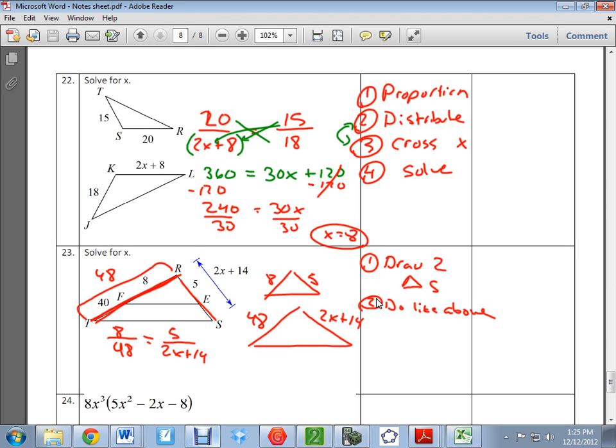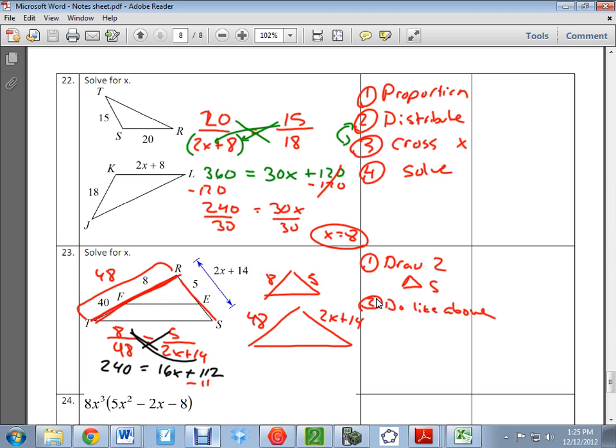The next step would be to cross multiply, making sure to distribute when we do that. 48 times 5 is, what, 240? I'm going to go with that. 240 is equal to 16x plus what? 112? When I cross multiplied, I said 48 times 5 is 240. 8 times 2x is 16x, and 8 times 14 is 112.